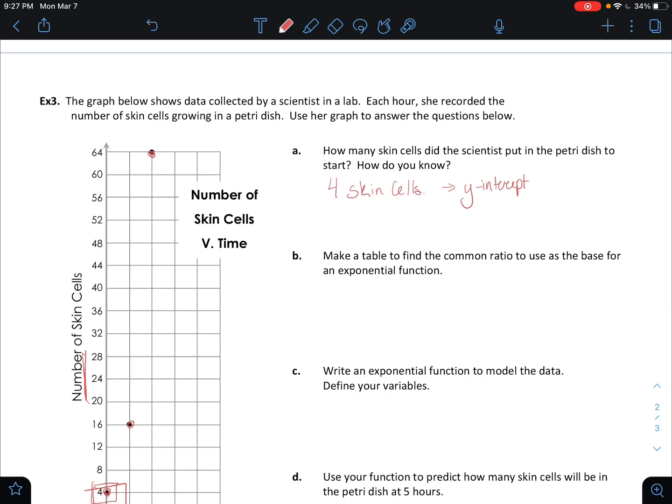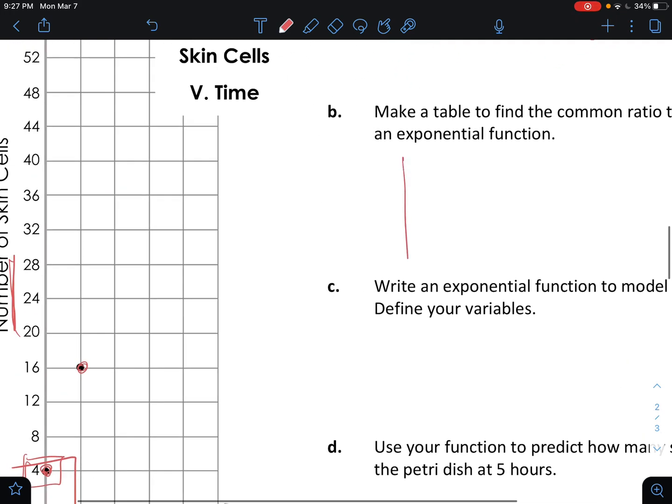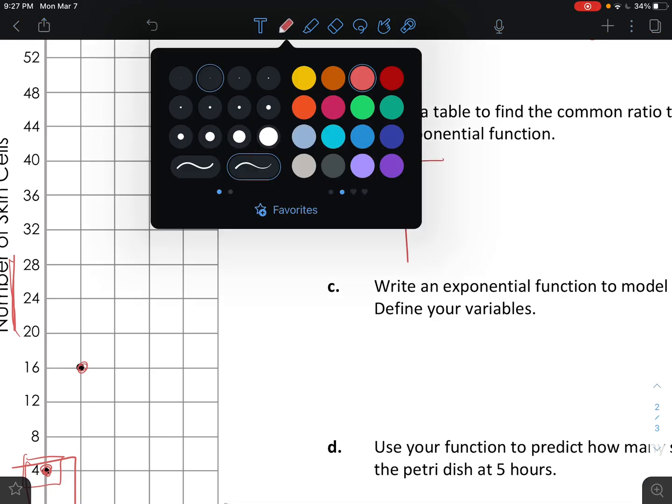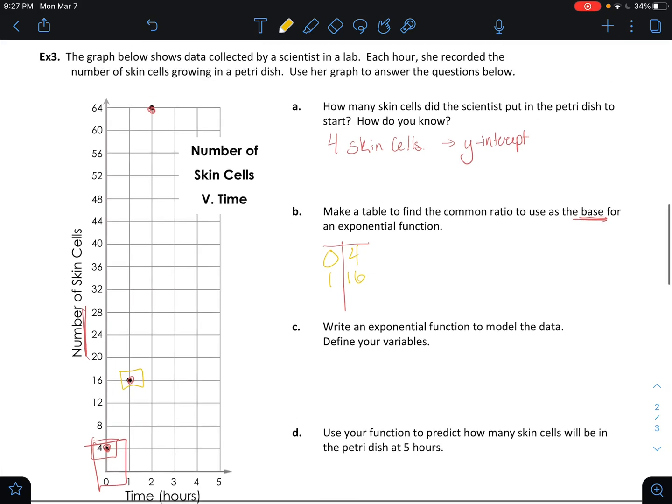Letter B says make a table to find the common ratio. That's going to be our b value as the base for an exponential function. So we make our little mini table. First point was 0, 4. Our next point was 1, 16. And then our next point was 2, 64.